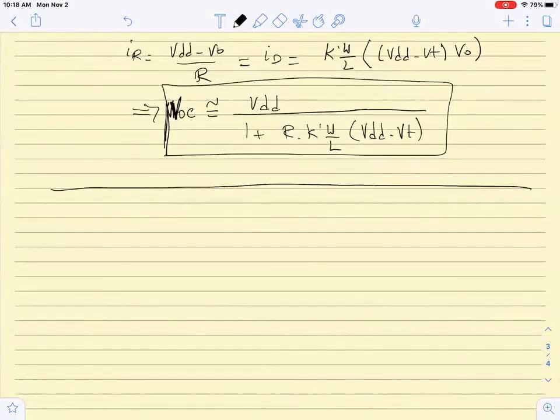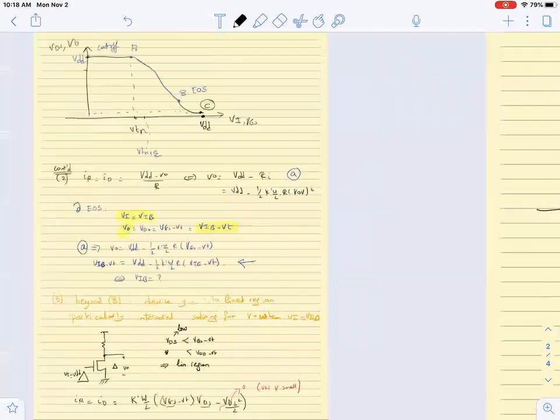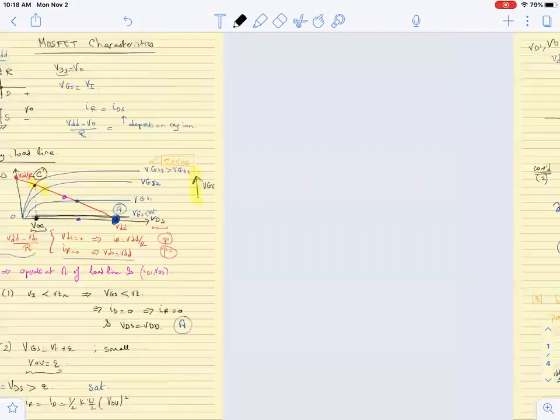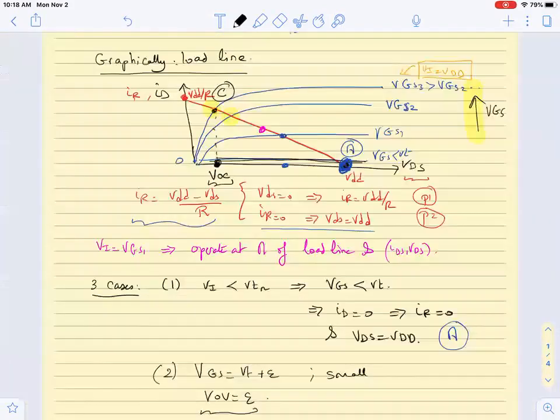Does anyone have a question about regions of operation or the load line graph? Okay.